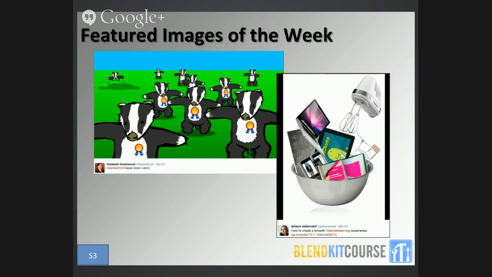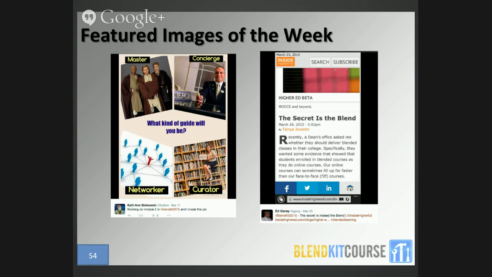In our next featured images of the week, we have Elizabeth and Allison. They also are showing off their amazing, talented artistry and a little bit of their comedian side. Great, great images for us to share this week. And lastly, we have Callie Ann and Ed. Callie Ann is an artist, and she's displaying some information about the online persona. Who are you going to be online? That's very important. I'm glad she touched on that with us. And then we also have Ed sharing some blended resources with us.